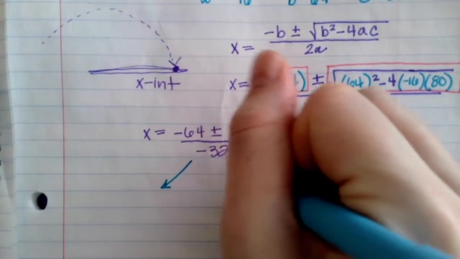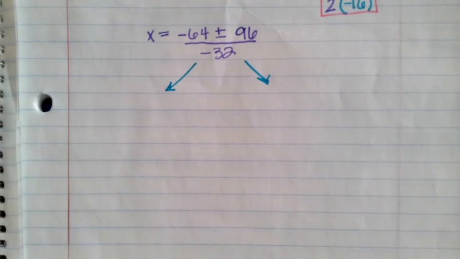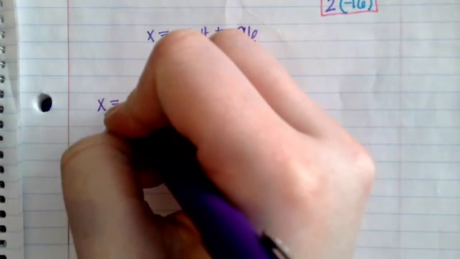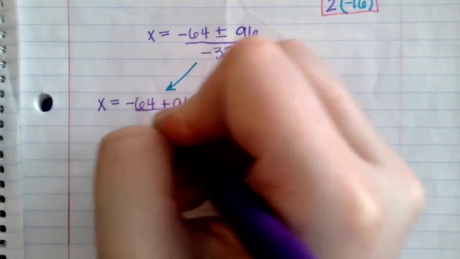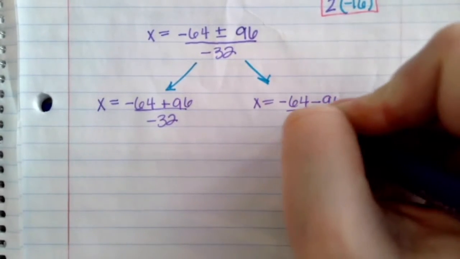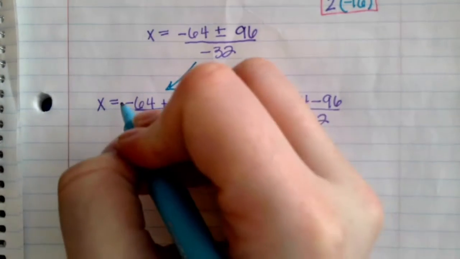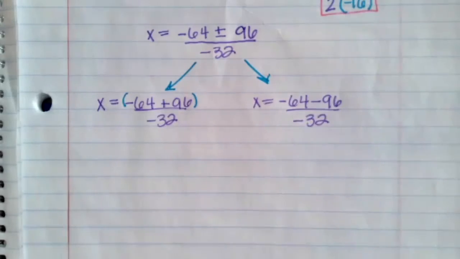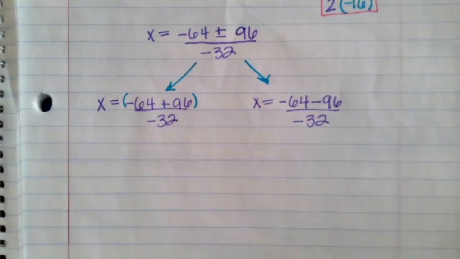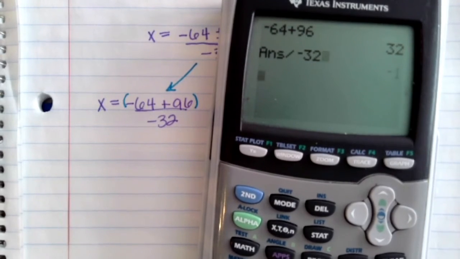And once you simplify each of these three things, we want to split this into two parts. This plus or minus sign in the middle separates this into two problems, an addition problem and a subtraction problem. So I'm going to rewrite this once with addition and once with subtraction. Negative 64 plus 96 over negative 32, and negative 64 minus 96 over negative 32. Now you can either put parentheses around the top and type it all in, or you can just type the top and hit equals before you do the bottom, which is what I like to do. So I do negative 64 plus 96, that's the top, divided by negative 32 is the bottom.